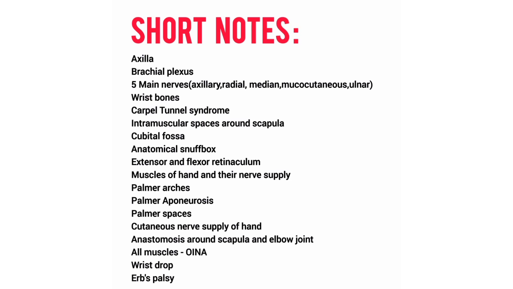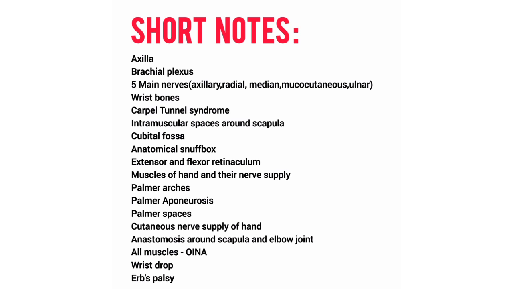Next are the five main nerves, which is the radial, axillary, median, musculocutaneous, and ulnar nerves. All these nerves, with their course, supply, the muscle groups involved, the clinical correlations are very, very important. Then are the wrist bones. The mnemonic for remembering the wrist bones will be uploaded by me soon. It is very important with all the diagrams and also the age of ossification, the primary and secondary.